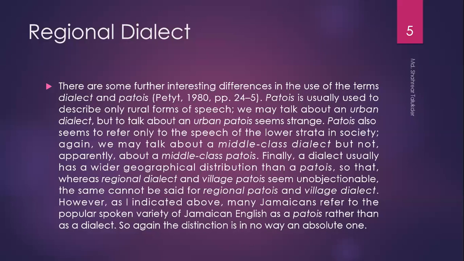Now here you see, patois seems to refer only to the speech of the lower strata in society. It's the lower strata of society. Again, we may talk about a middle-class dialect, but not apparently about a middle-class patois. So you see, people who are using patois, or we can say the গ্রাম্য ভাষা বা গ্রামের যে ডায়ালেক্ট, আমাদের লোকাল ডায়ালেক্ট যখন ব্যবহার করা হচ্ছে, আরবান ডায়ালেক্ট ব্যবহার না করে, so you see they are regarded as the people from the lower strata, মানে সমাজের নিচু স্তর থেকে আসছে এরা, এরকম ধারণা করা হবে। And we may talk about a middle class dialect, but not apparently about a middle class patois.